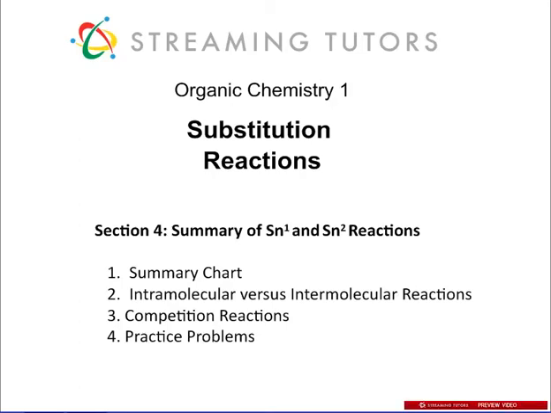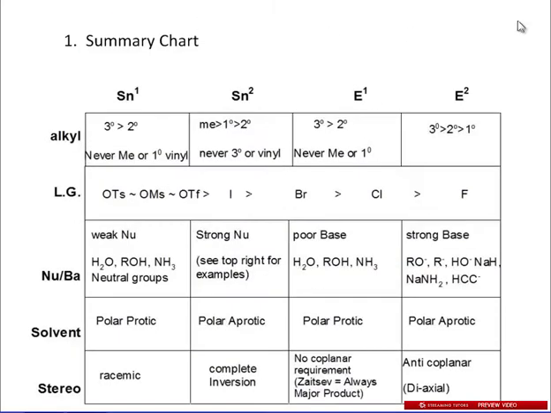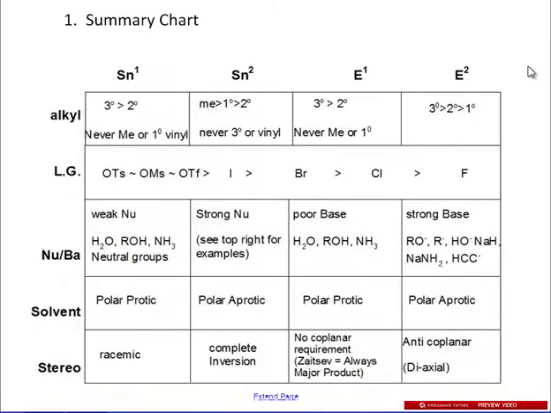Now this is the last section for Chapter 6. This is the summary of Sn1, Sn2. And we're also going to learn about what's known as intramolecular versus intermolecular reactions and competition reactions. And then we'll wrap up with a few last problems. So let's get started. The first thing we're going to do is just a quick summary, and here's our summary card that we're going to work from.